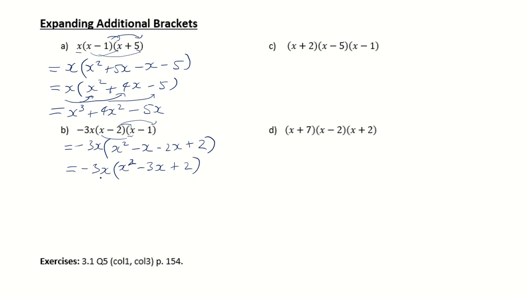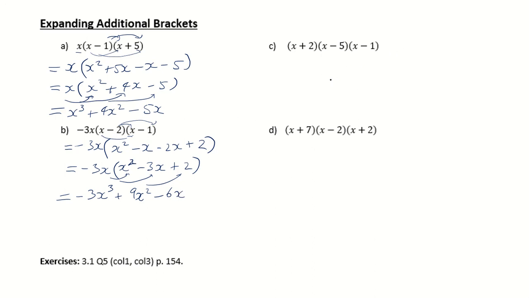And then finally, whatever's out the front of the brackets, multiply it by everything inside the brackets. So negative 3x times x squared will give me negative 3x to the power of 3. And then negative 3x times negative 3x, well, negative 3 times negative 3 will give me positive 9, and x times x will give me x squared. And finally, negative 3x times 2 will give me negative 6x.